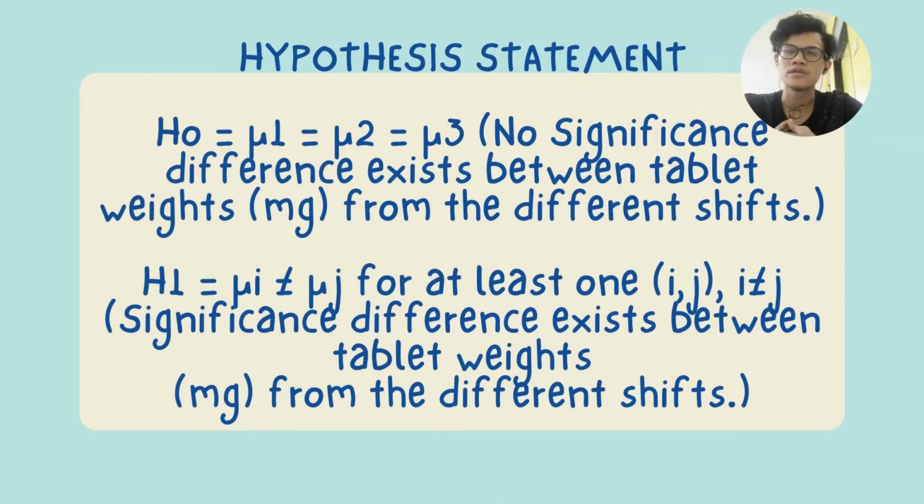Okay, the second step is we need to do the hypothesis statement. H naught: mu1 equal to mu2 equal to mu3, which is equal and the same. So there is no significant difference between the tablet weights from the different shifts. While the second one is H1: mu i is not the same as mu j for at least one i, j where i is not equal to j. So there is a significant difference between the tablet weights from the different shifts.